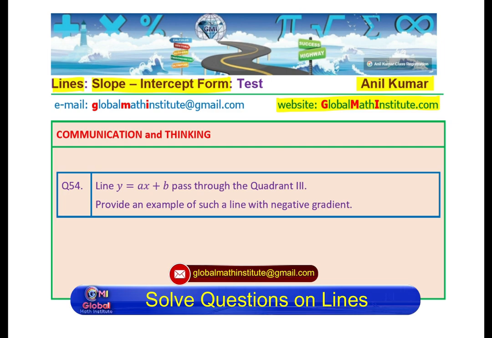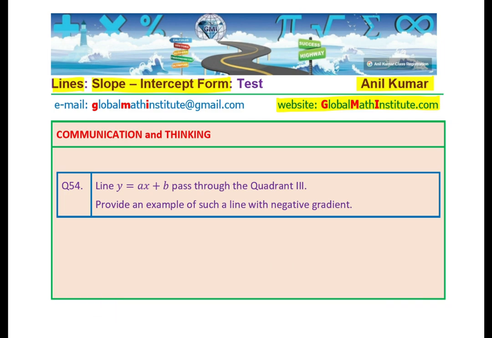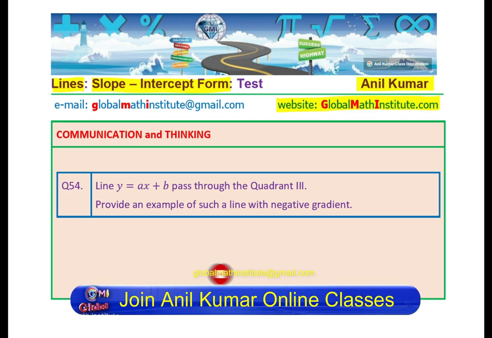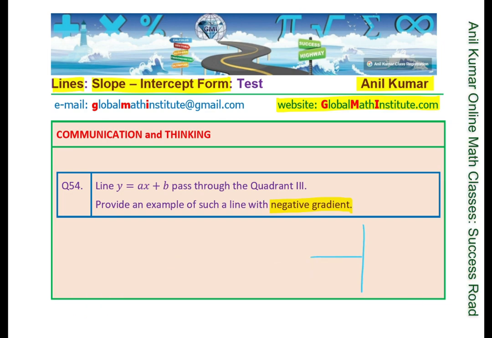Question number 54 here is, line y equals ax plus b passes through quadrant 3. Provide an example of such a line with negative gradient. You can always pause the video, answer the question, and then look into my suggestions. Well, let's try to sketch the scenario. When I'm saying quadrant 3, it really means what? This is quadrant 1, this is quadrant 2, and that is quadrant 3, right? There are 4 quadrants in all.